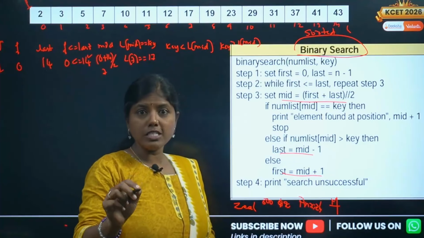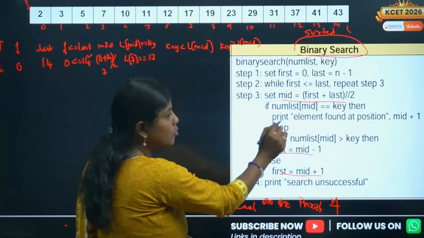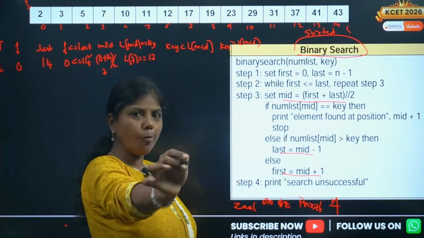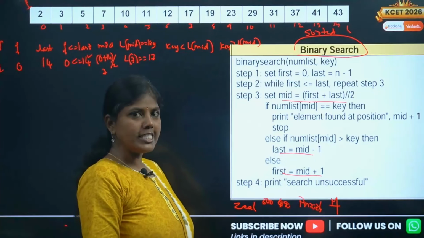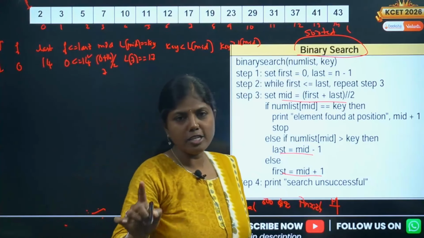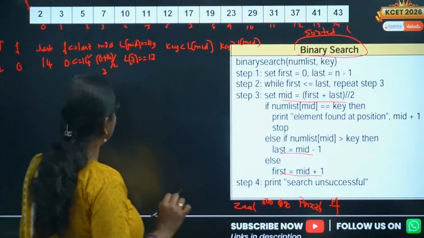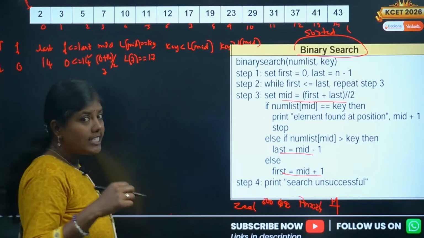If the search element is 17, definitely found. You just say that it is found. I'm going to stop it. Yes, I found it. Stop it. You come out and say that the element is found at 7 plus 1, that is the 8th location. Okay, we'll take the other case now. What is the other case?